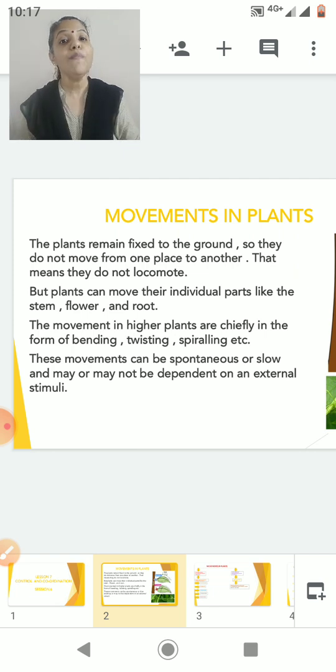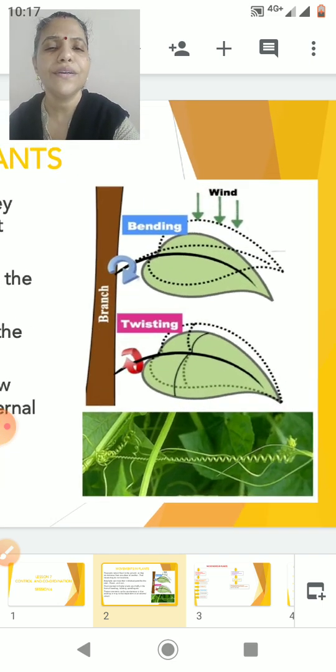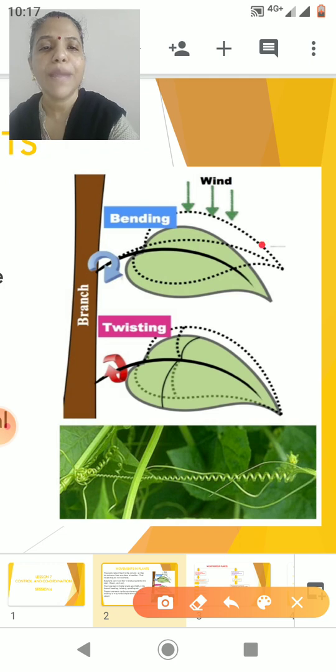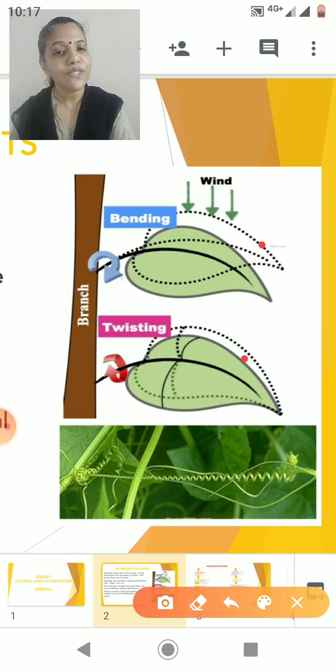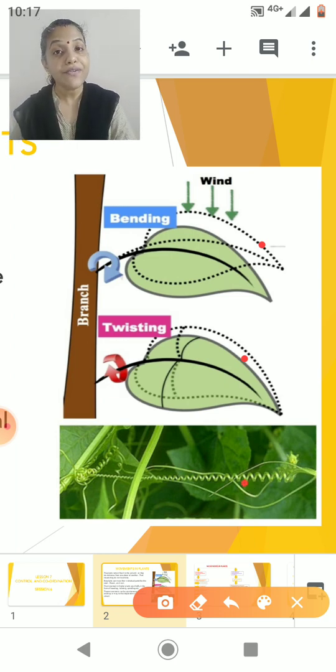Now, the movement in higher plants is chiefly in the form of bending, twisting, and spiraling. Okay, now here I have the images. You can see here. Yes, students, here you can see the bending movement of a leaf. You can see the twisting movement of a leaf in the presence of wind. Here you can see there is a spiraling movement of a tendril. Tendrils are green spiral structures in the plant. So these are some of the movements which we have seen here.